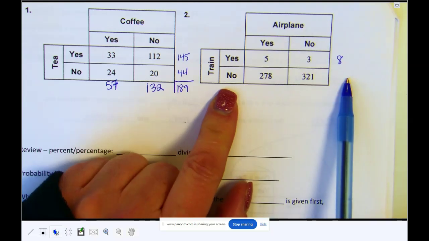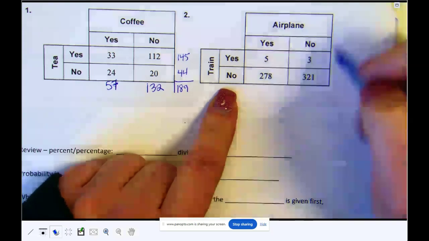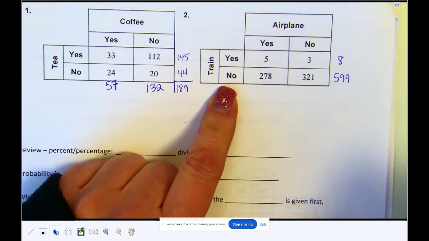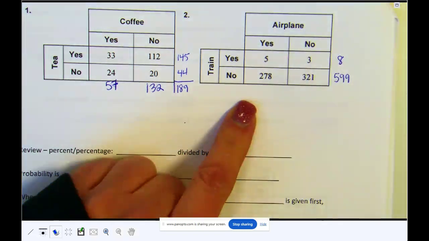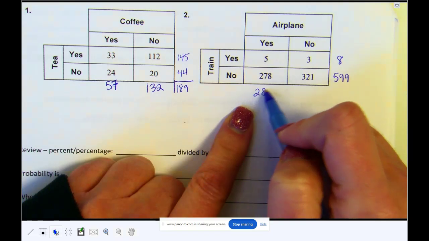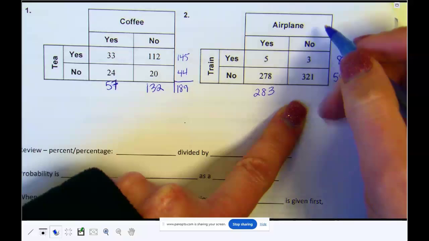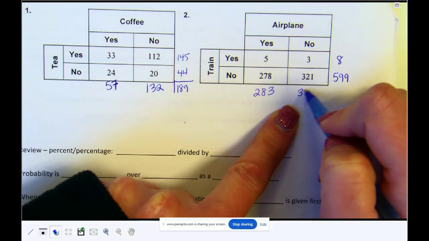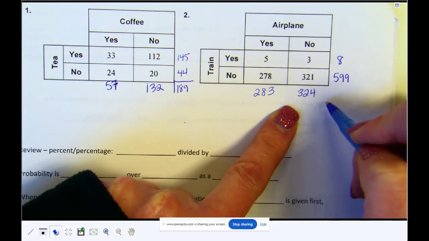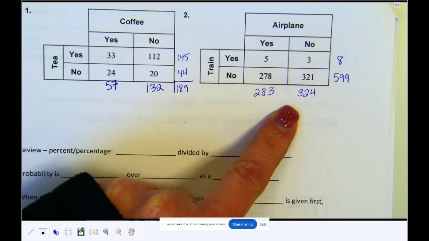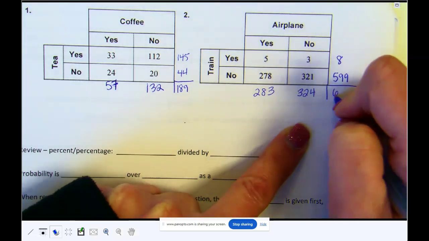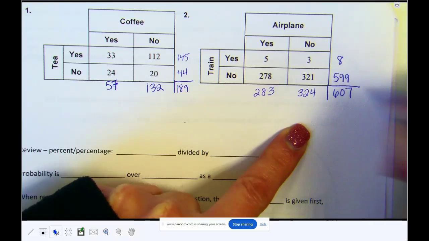What's the number over here? 599 would be people who have not ridden a train. Okay, how about here? 283, which would be people who have ridden an airplane, and this would be number 324, and people who? Okay, what does this 5 mean? Both. People have ridden both, right? Okay, now what's the total? 607 is correct.